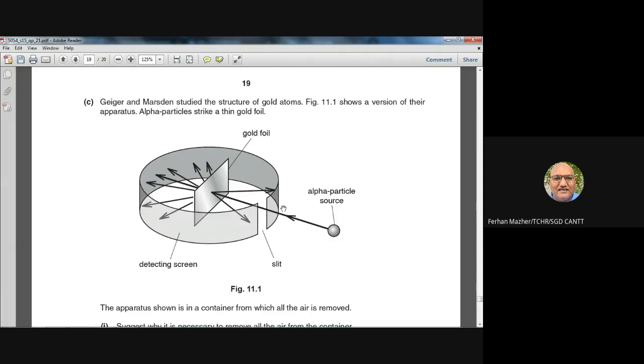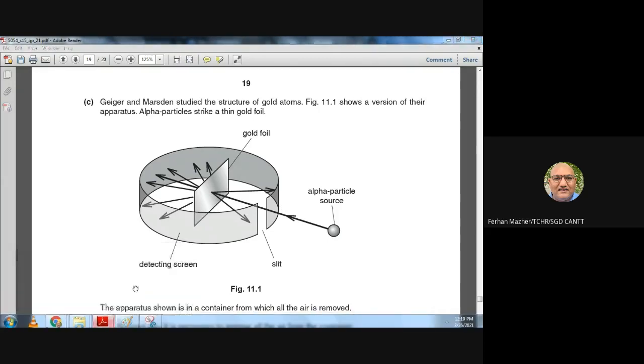From there, they concluded that there is a nucleus inside an atom, and that nucleus is very small, and it has a positive charge. Very few deflected at larger angle, and very few bounced back. From here, they concluded that most of the atom is empty, and there is a very small nucleus in an atom, and that nucleus has mass and it has positive charge. So from their experiment, they concluded these 3 things.